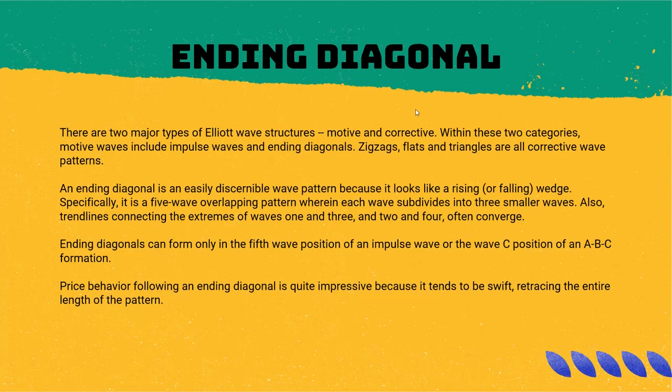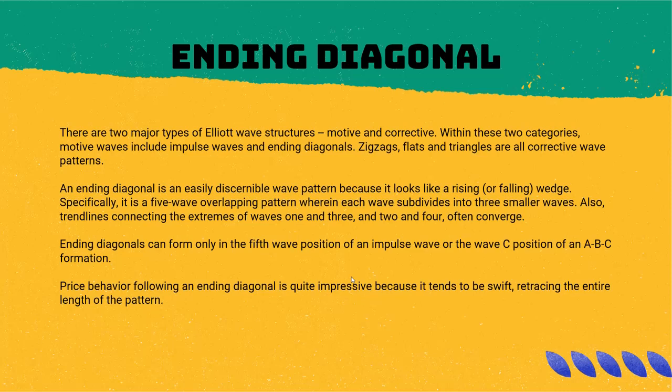Basically, the ending diagonal is an easily discernible wave pattern. It looks like a rising wedge pattern in case of an uptrend and a falling wedge in case of a downtrend. The difference in this pattern is that ending diagonals can only form in the fifth wave position of an impulse wave or the wave C position of an ABC formation.